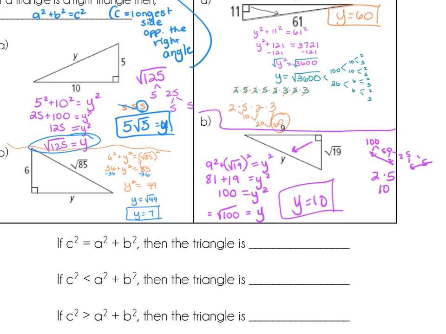Okay, then we end with the way we started the day. This is the converse. If c squared equals a squared plus b squared, then what kind of triangle is it? Right triangle. If c squared is less than, acute. If it's greater than, obtuse.